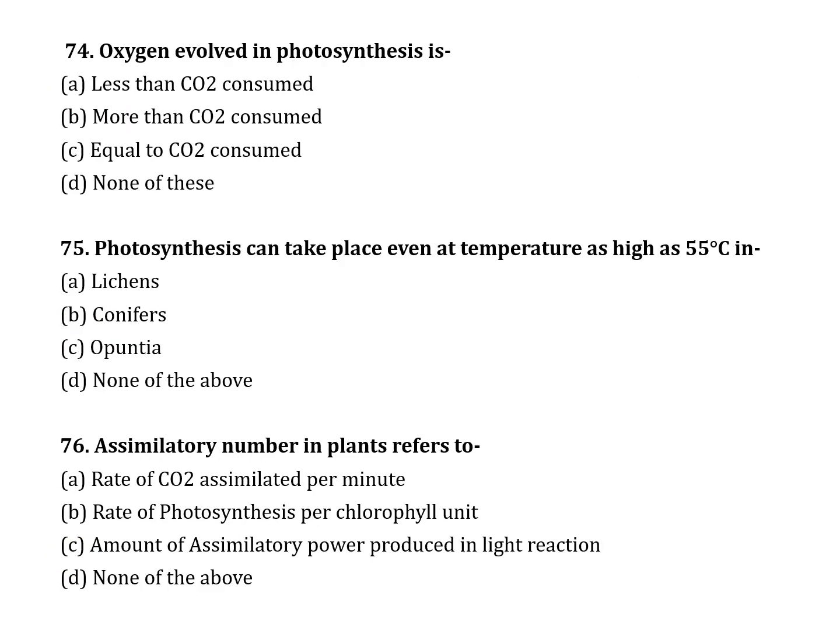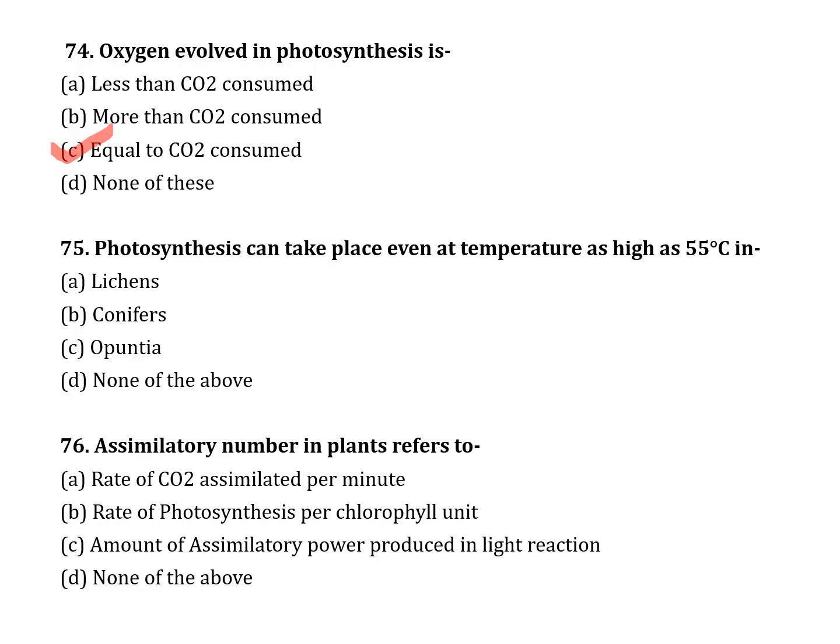The next question, number 74. Oxygen evolved in photosynthesis is option A, less than carbon dioxide consumed. Option B, more than carbon dioxide consumed. Option C, equal to carbon dioxide consumed. Option D, none of these. Correct answer is option C, equal to carbon dioxide consumed.